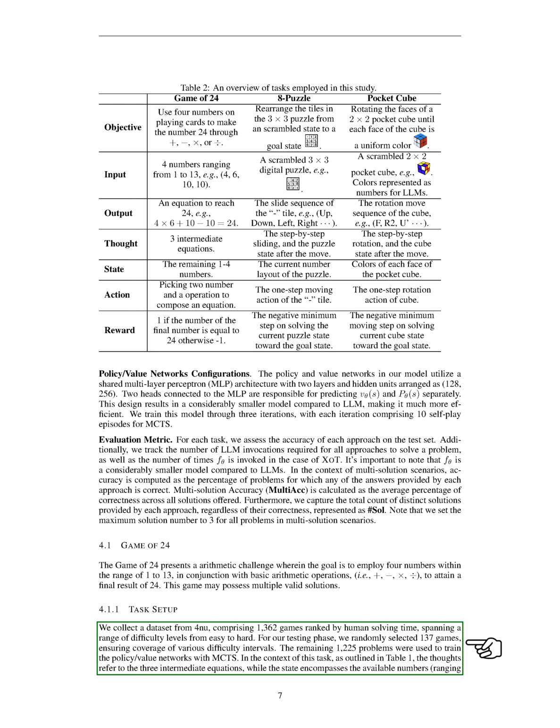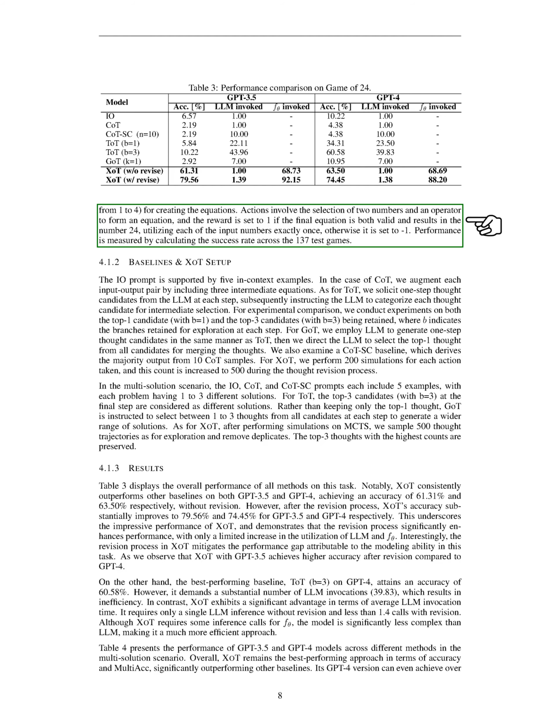In this task, the thoughts refer to the 3 intermediate equations, while the state includes the available numbers, from 1 to 4, for creating the equations. Actions involve selecting 2 numbers and an operator to form an equation, and the reward is set to 1 if the final equation is both valid and results in the number 24, using each of the input numbers exactly once. Otherwise, it is set to -1. Performance is measured by calculating the success rate across the 137 test games.